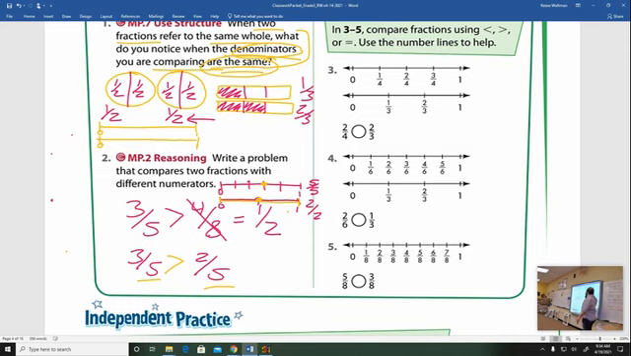Where am I going to mark 2/4 on the top one? We've got 4 parts, right? 1, 2, 3, 4. Where do I mark the 2/4? Jed? In the middle because it's a half. That's exactly right. 2/4 does equal 1/2. So it's right in the middle.